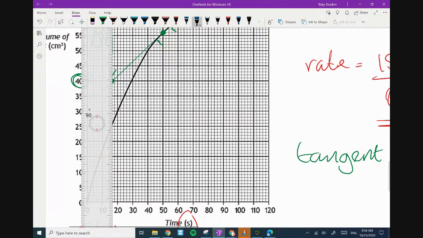Okay, so anyway, each square is 2, 4, 6, 8, 10.